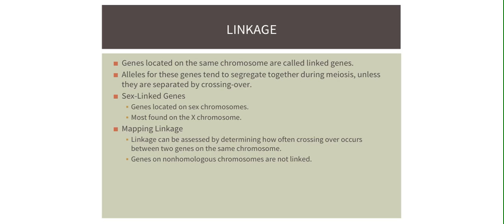So linkage is a good way to explain why certain characteristics are inherited with one another. Like redheads typically have blue eyes, and typically blonde hair goes with blue eyes. Doesn't mean you'll always have that, but there is that trend of inheritance together. Eye color and hair color are genes that are found on the same chromosome, so they have a linkage to them. Another one could be brown hair and brown eyes. Those are typically inherited with one another.